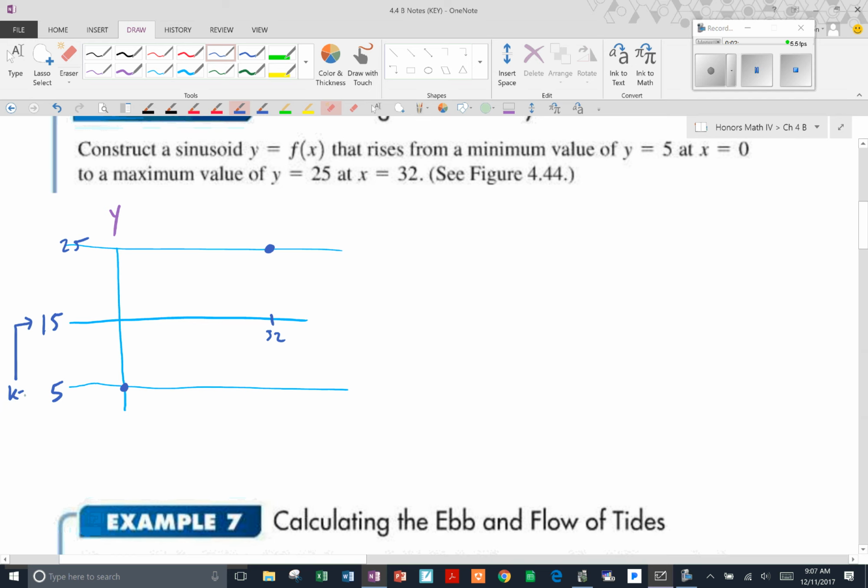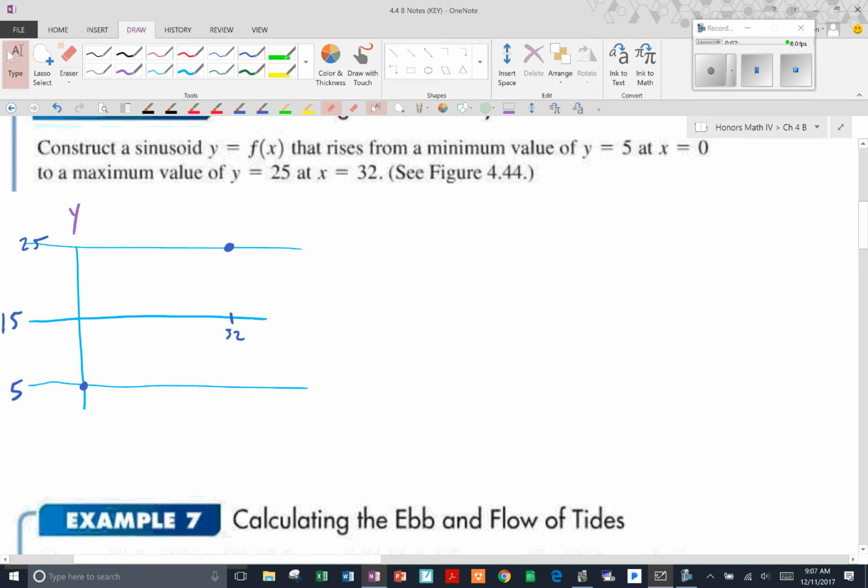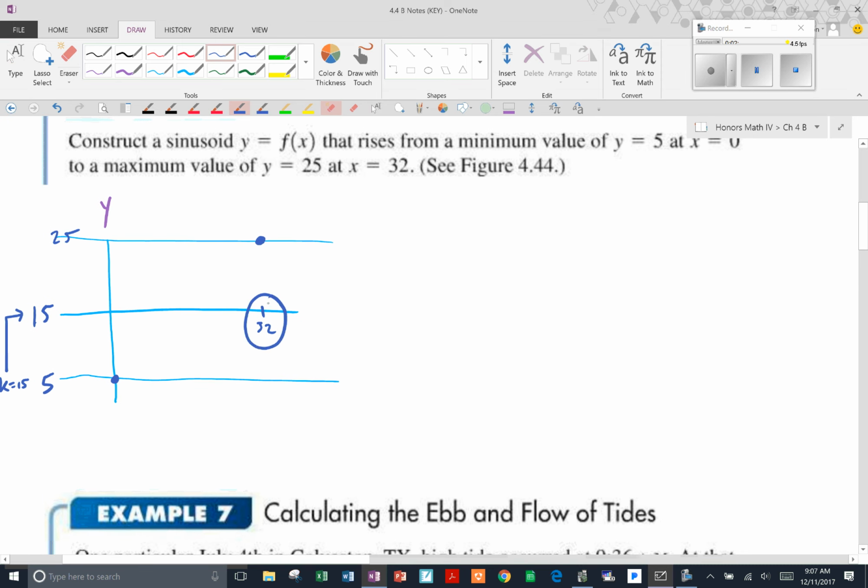This is your k value. If the midline is 15, that's what it's been shifted up to. So that's our k value. K is 15 here. Okay, so the fact that 32 is where our maximum happens, does that mean that our period is 32? No. What is our period? 64.